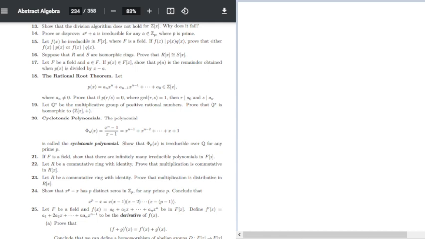Suppose R and S are isomorphic rings. Then R[x] is isomorphic to S[x]. You just apply the isomorphism coefficient-wise, and by bijectivity and other stuff it will work out.